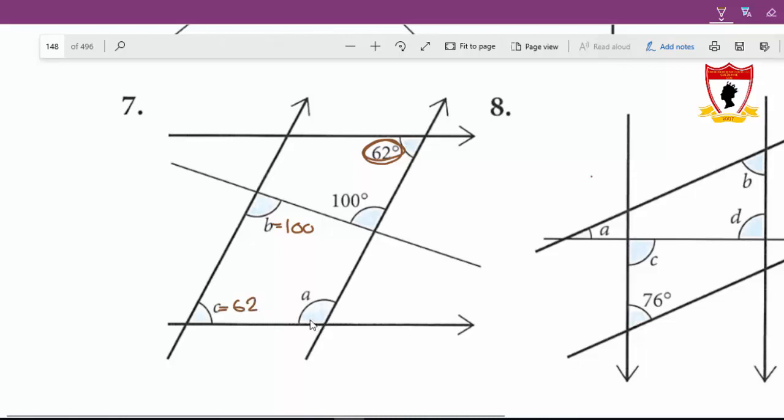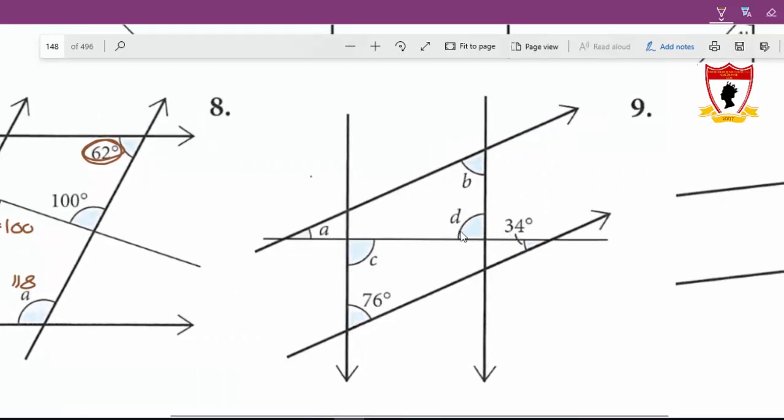To find angle A, we cannot say that 100 corresponds to A, because A and 100 are not on the same transversal, or this line is not parallel to this one. So A cannot be 100. But there's another relation. In a parallelogram, the opposite angles are equal, and the adjacent angles, the angles that are next to each other, add up to 180. This side is 62. 180 minus 62 is equal to 118. So A is 118 degrees.